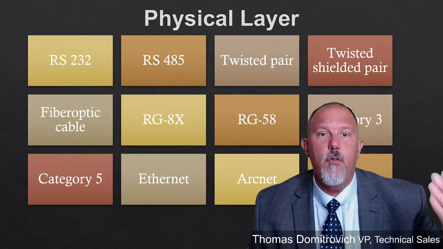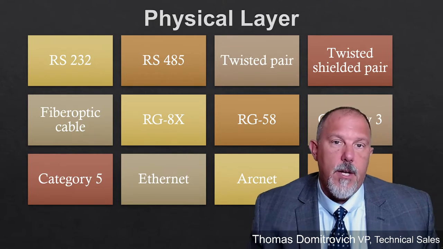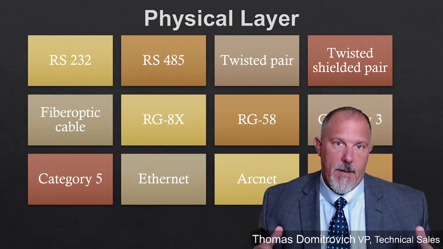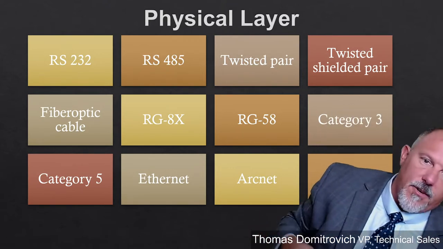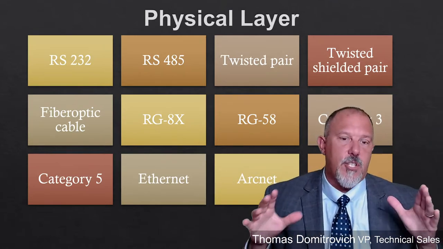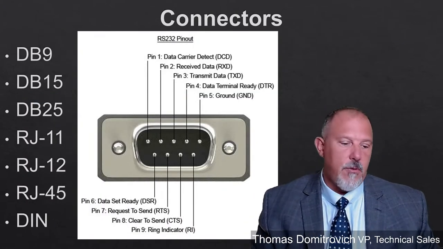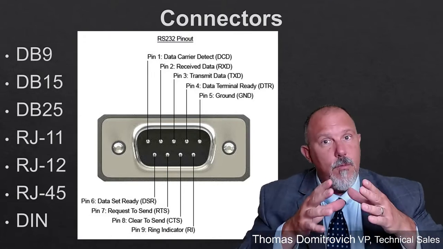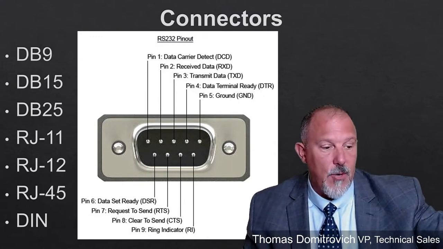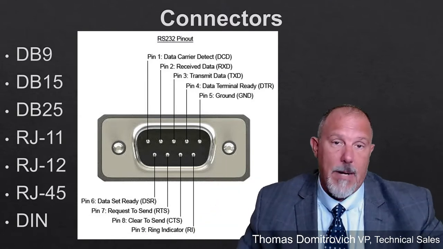You have RS-232, 485, twisted pair, twisted shielded pair, and I have fiber optics over there. Your physical layer can be many different types of formats. I have category 3, and right behind me is USB. There are a myriad of solutions that you can use in the physical layer. There's your pinout for your RS-232 cable, and in reality, I make my own cables a lot. The Ethernet cable going from this computer that I'm live streaming on, I made myself. I have a whole spool of wire over there.